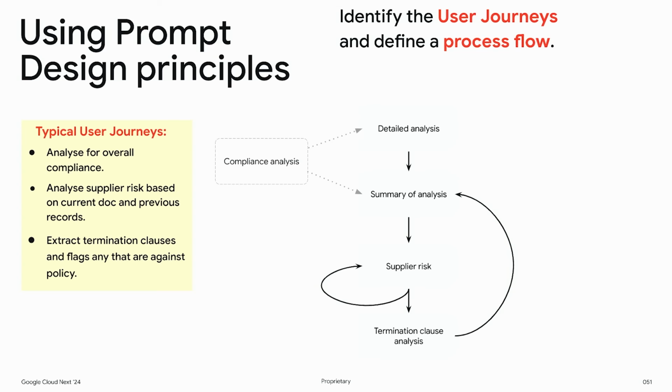Now, the next step, supplier risk, is likely going to involve more multi-turn interaction, where you are talking back to the model and trying to say, well, but what about this supplier? And why did you say this supplier is risky, et cetera? So this part, you want to have a multi-turn back and forth interaction with the model.